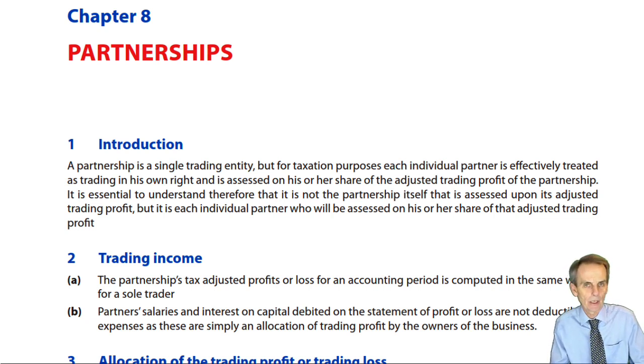Well, at the end of Chapter 7, we summarised what we had dealt with over the various chapters involving the unincorporated trader, and also set the scene for what we'd have to do here in Chapter 8 when dealing with partnerships, and very specifically, partners within that partnership.